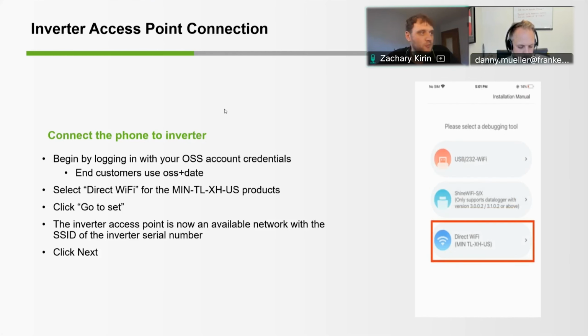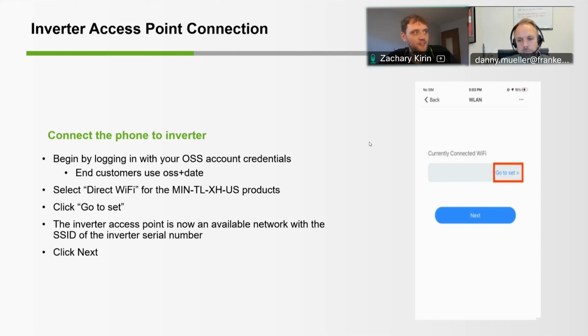So the first step, once we actually logged in, it will say direct Wi-Fi. These are some other options. They're not available in your market. Direct Wi-Fi, the MINTL-XHUS is the most important. And we can also see the installation manual for this device here. So we can go into the installation manual in case you don't have it handy.